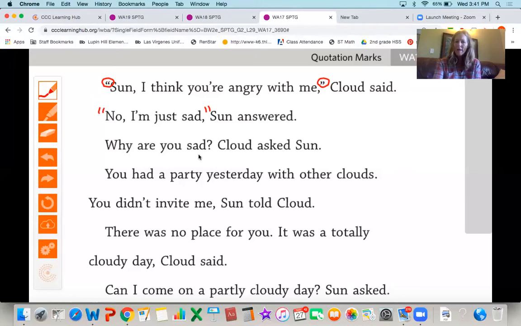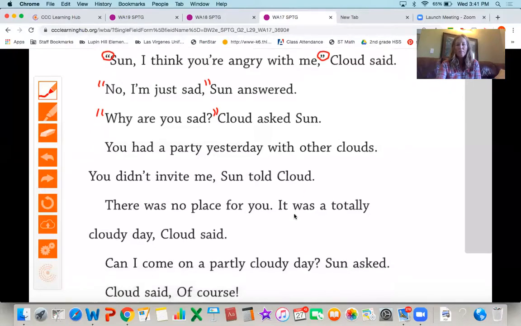"Why are you sad?" Cloud asked Sun. So we're going to put them here at the beginning. "Why are you sad?" And we're going to put them here after the question mark. Cloud asked Sun. "You had a party yesterday with other clouds. You didn't invite me," Sun told Cloud.